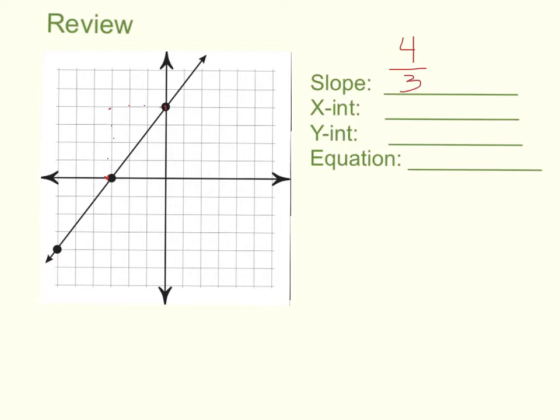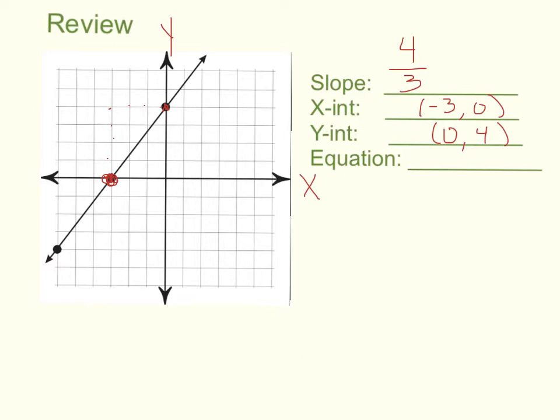Okay, my x-intercept is where it hits this x-axis. If you look, it hits right here at -3, so that's at (-3, 0). My y-intercept is where it hits that y-axis, the up and down axis, and that's up here at +4, so (0, 4). Okay, that's what we did yesterday.